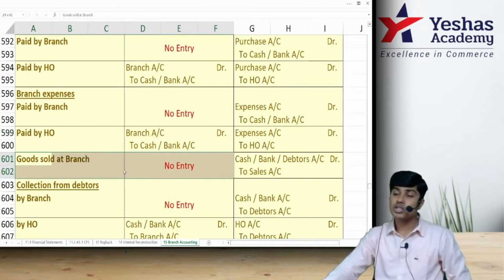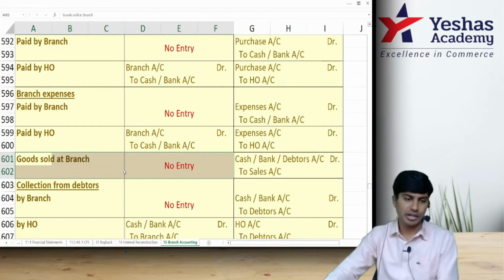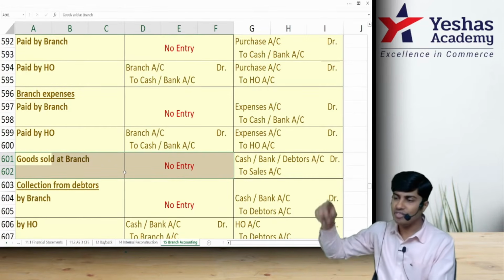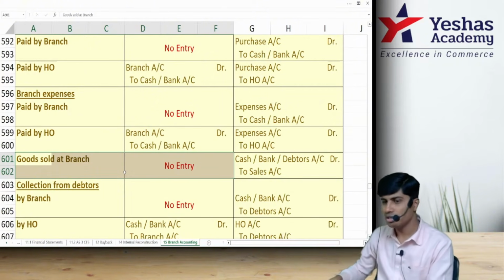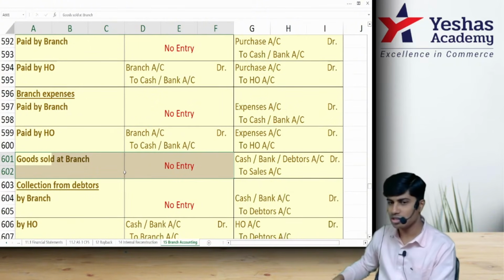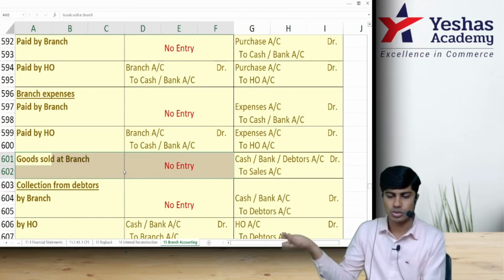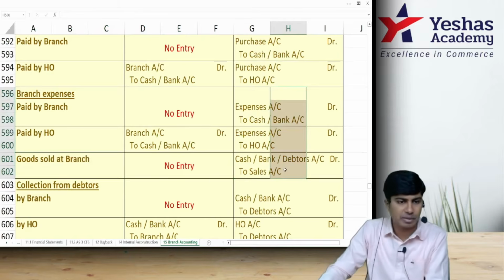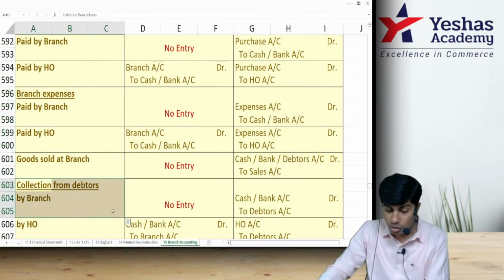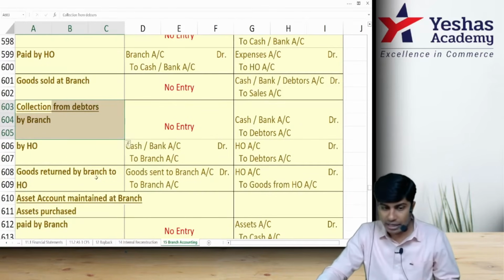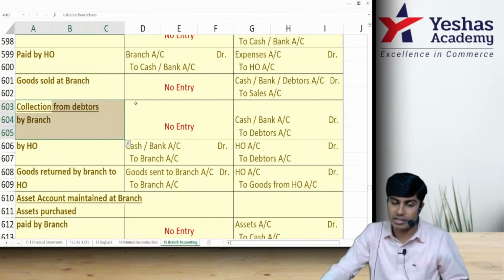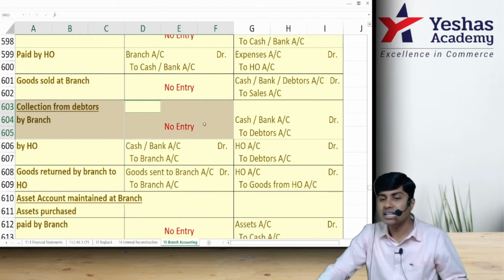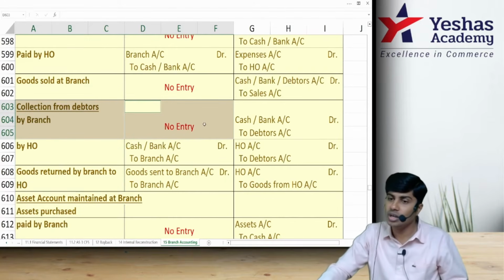Next, what if the goods are sold at branch? Head office writes no entry because branch has to pass the entry. If it is cash sales, cash to sales. If it is credit sales, debtors to sales. If you collected money through cheque, you can write bank to sales also. Entries in the books of branch are very independent, just like any other separate entity. If the goods are sold by the branch to the debtors on credit, and the money is collected by the branch from the debtors, there will be no entry in the books of head office. Branch will write the entry cash to debtors.